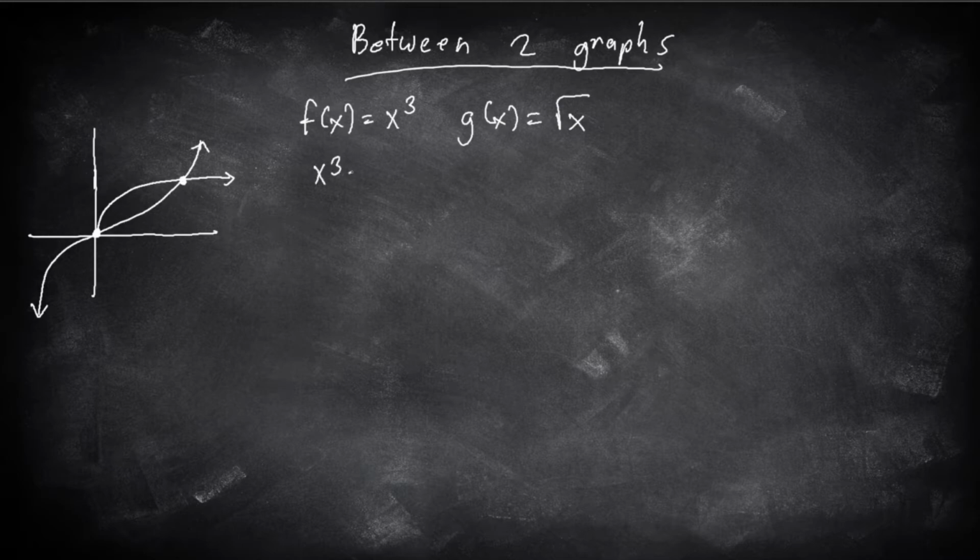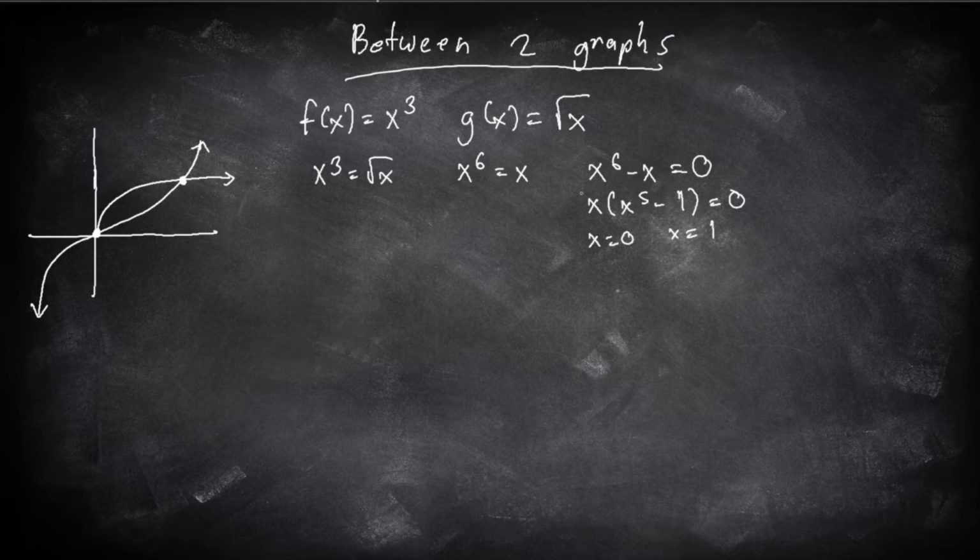So x cubed is equal to square root of x. So squaring both sides, that's x to the power 6 equals x. Subtract x to the other side, so x to the power 6 minus x equals 0. Factor out x: x times x to the power 5 minus 1 equals 0. So that means x is either 0 or x is equal to 1. Now let's find our y values for these. So when we plug in 0 in either of these two, we should come out with y equals 0. And if we plug in 1 into either of these two, we get y equals 1. So that means our points of intersection are (0, 0) and (1, 1).